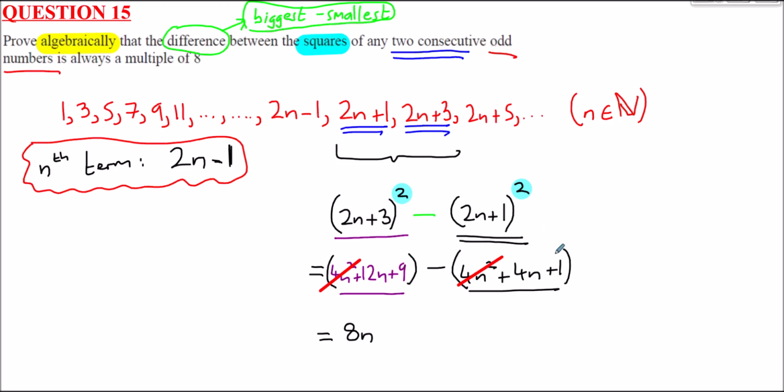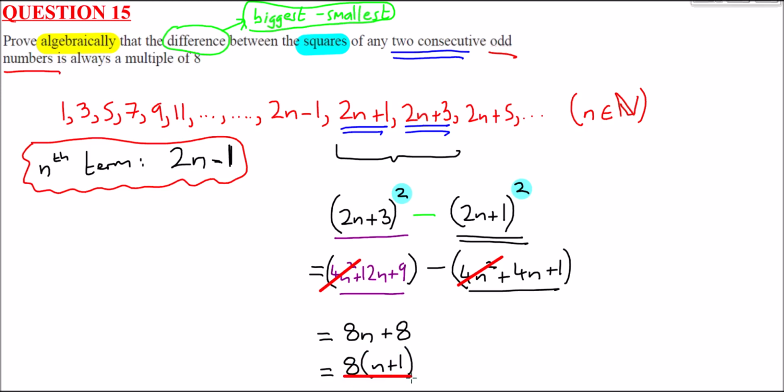And then 9 plus 1, that will leave us with 8. So we have 8n plus 8. Now, because we want to prove that this difference between the squares is a multiple of 8, we need to prove that we can factorise out an 8 from this expression. Both of these terms have a factor of 8, which gives us 8 brackets n plus 1. So it's 8 multiplied by something. In other words, that's a multiple of 8.